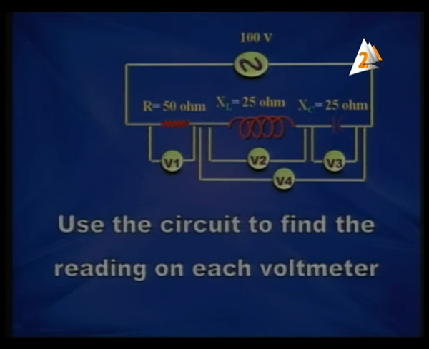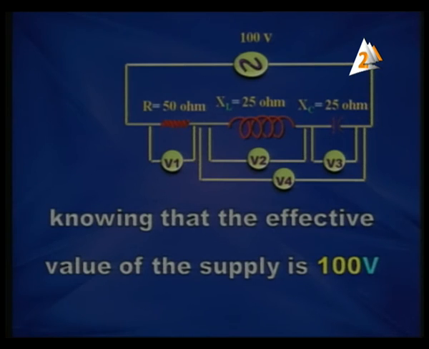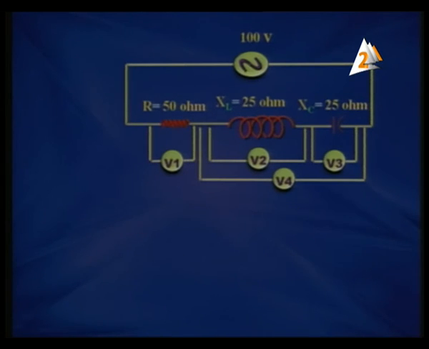We've got a problem, a simple one. Use the circuit to find the reading on each voltmeter. The circuit contains an AC supply of effective value 100. XC and XL are equal, each one of them equal to 25. Ohmic resistance has a value of 50 ohm. We want the reading on each voltmeter, knowing that the effective value of the supply is 100 volt.